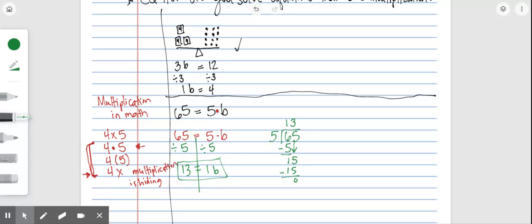We can check that by saying, okay, what is 5 times 13? 13 times 5. 5 times 3 is 15, carry the 1. 5 times 1 is 5, plus 1 is 6. So this is me checking my answer. Don't forget to check your answer.